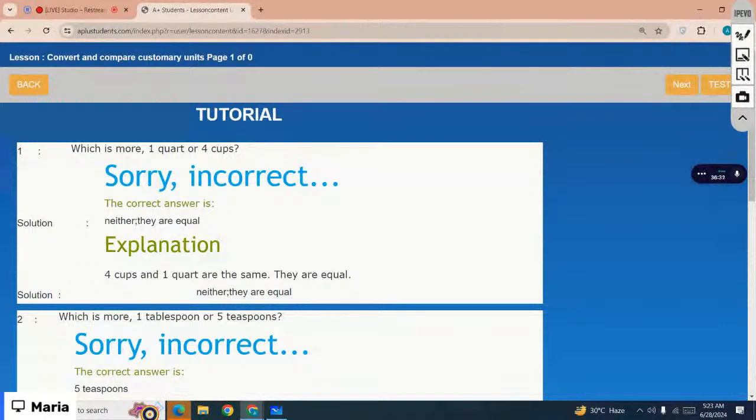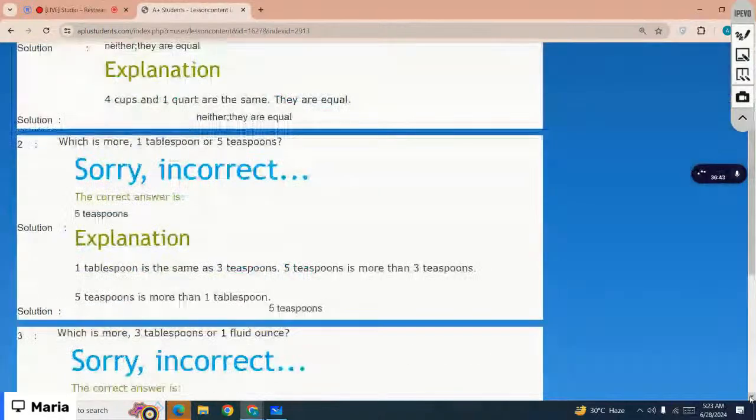One quart and 4 cups are exactly equal, right? Which is more, 1 tablespoon or 5 teaspoons? So 1 tablespoon is the same as 3 teaspoons, right? So that means 5 teaspoons is more than 1 tablespoon, right?